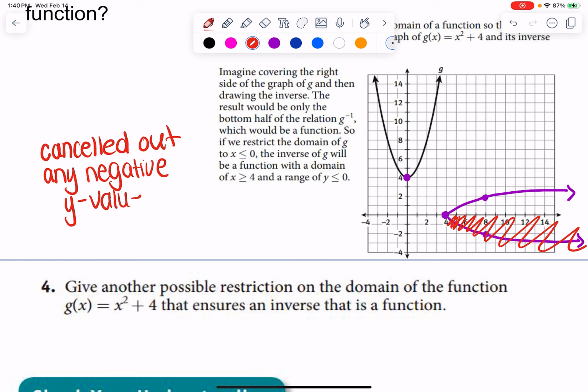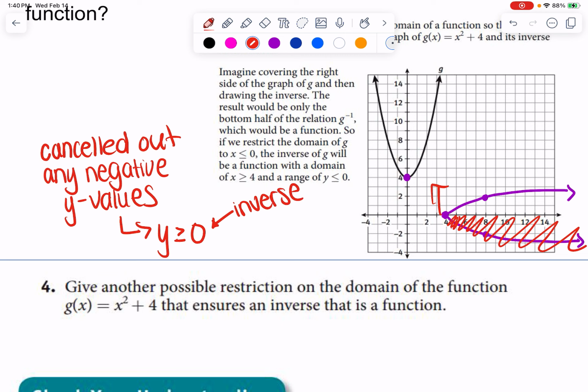Which means if I'm canceling out any negative y values, where it would have to exist would be when y is greater than or equal to 0. So remember what I said, when you have y greater than or equal to 0, talking about the inverse, that's going to be the domain of the original. So how I would figure out the original is I would simply put a restriction on the fact that x has to be greater than or equal to 0, and that would be your restriction.